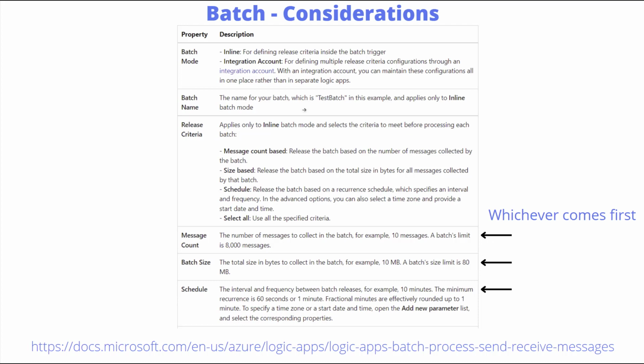But in general, you can specify the message count, and then you could specify the size of those messages or the schedule itself. So in my scenario, I'm going to have both message count and schedule set up. I could set up 10 here, and then I could say maybe an hour for my schedule. And so what'll happen is that the first one wins. So if 10 messages are populated, those 10 messages will get processed before the hour's up.